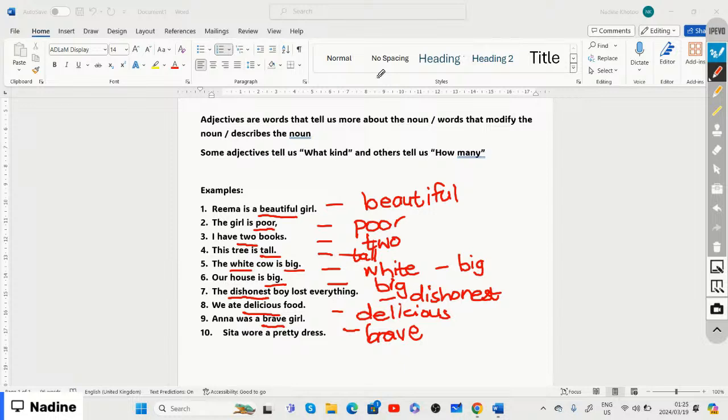All right, so Sita wore a pretty dress. And if we were to identify what kind of dress Sita wore, then we can say she wore a pretty dress, which means that pretty is our adjective. Pretty. Right? And if we look at the list, 1 to 10, most of these words, the adjectives, tell us what kind.